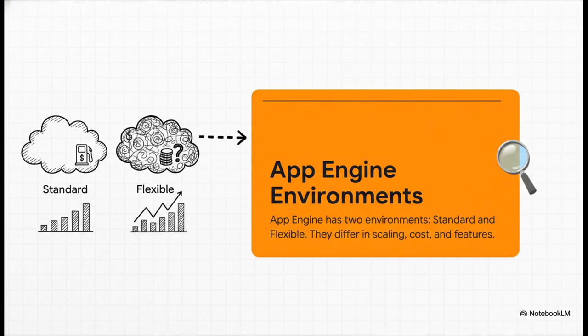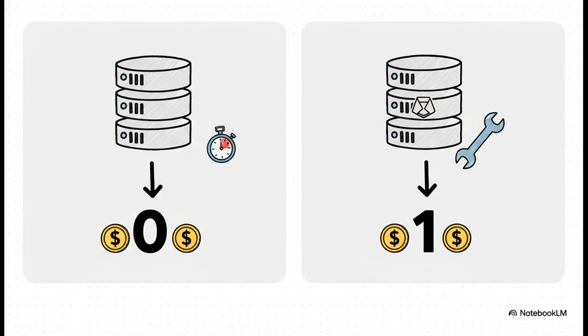To get to the bottom of this, we need to understand that App Engine actually has 2 different environments you can choose from, standard and flexible. And this distinction, this is the key to solving the whole mystery. They're built for different things, and most importantly for our story, they have totally different pricing. This right here breaks it down perfectly.